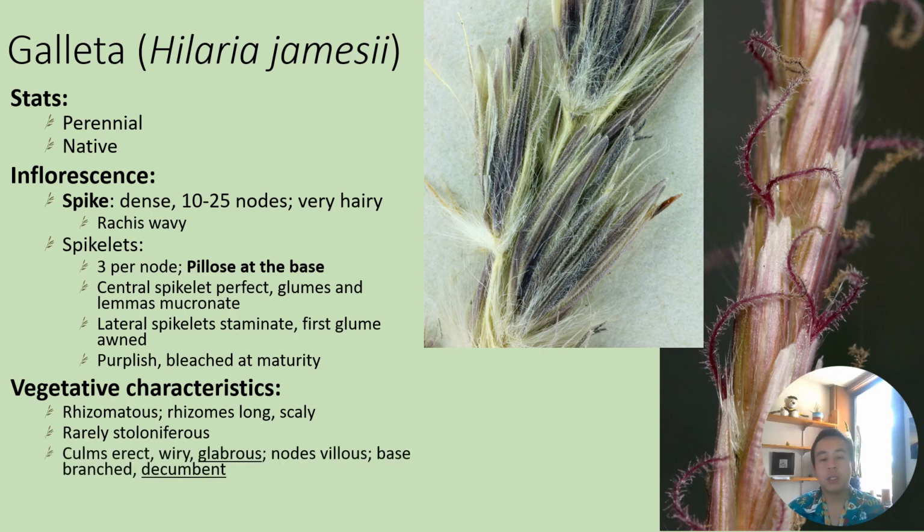The culms of the plant are typically erect and wiry, and again that means it's kind of stringy and not very stable, and they're often also glabrous, a term we've already discussed, which means smooth or hairless.